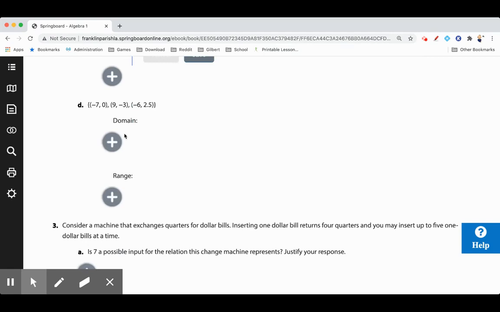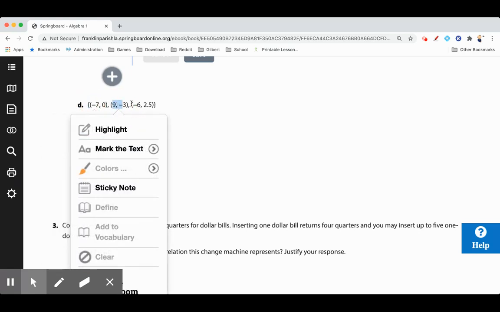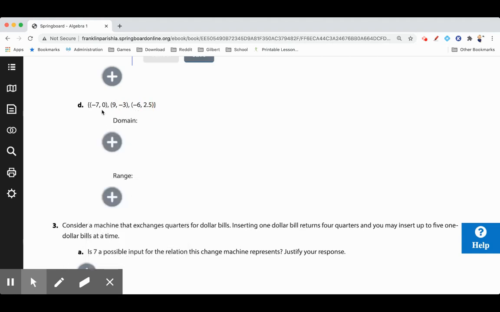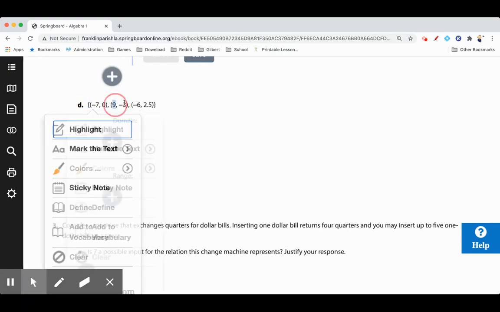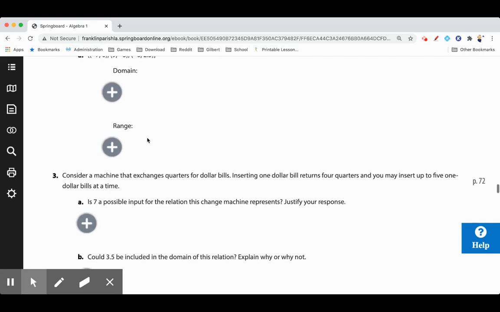Part D, the domain is going to be, as I said, the x coordinate, -7, 9, and -6. The range is going to be your y coordinate, 0, -3, and 2.5. Domain, -7, 9, and -6. Range, 0, -3, and 2.5.